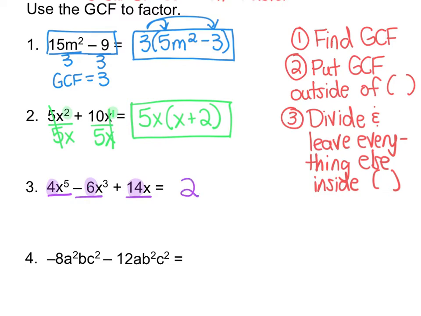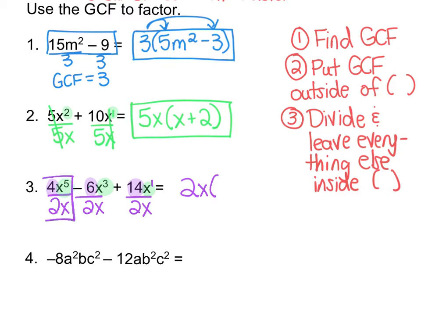The next thing we need to look at is the x's. X to the fifth, x to the third, x. We're going to go with the lowest one. The lowest one is x to the first. They only have a single x in common. So now I'm going to go back and I'm going to divide everything by 2x.